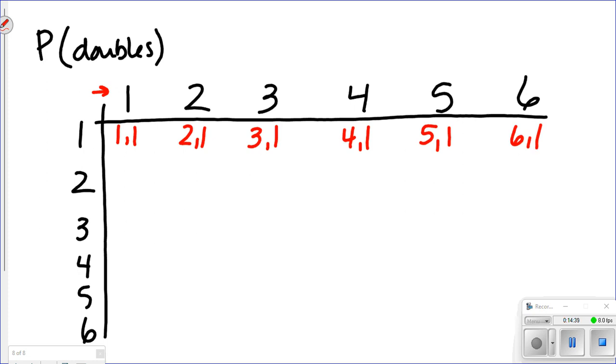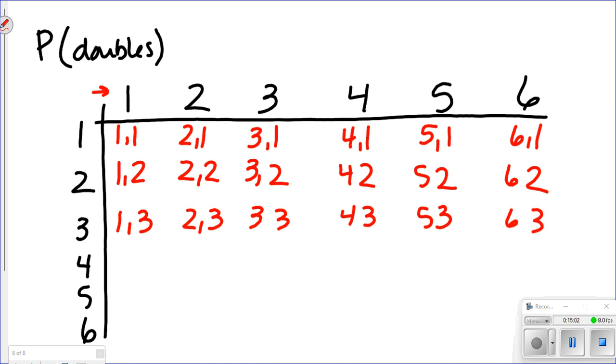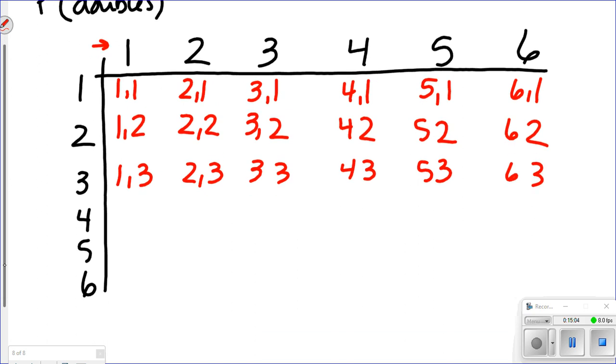Now I'm going to continue with my top one first. I could get a 1 and a 2. I could get a 2 and a 2. I could get a 3 and a 2. 4 and a 2. 5 and a 2. 6 and a 2. Now you just continue to fill up your table. So I could get 1 and a 3. I could get 2 and a 3. 3 and a 3. 4 and a 3, 5 and a 3, 6 and a 3. See how I continue making my table. And I'm just going to keep going here.